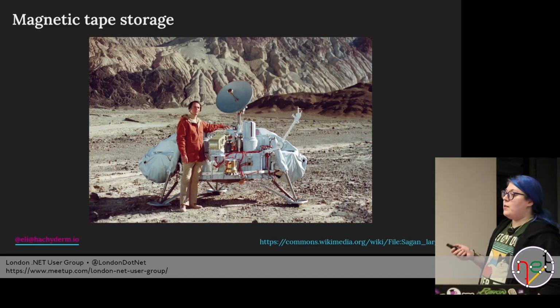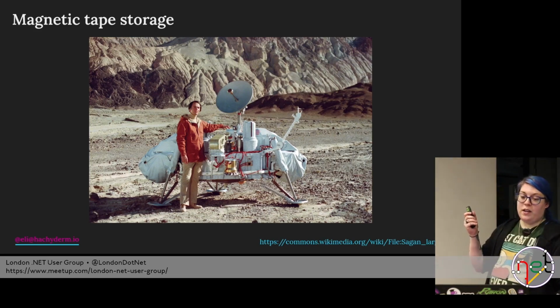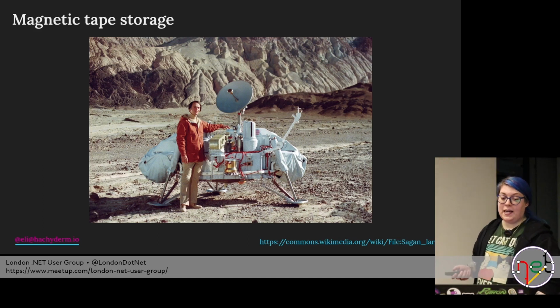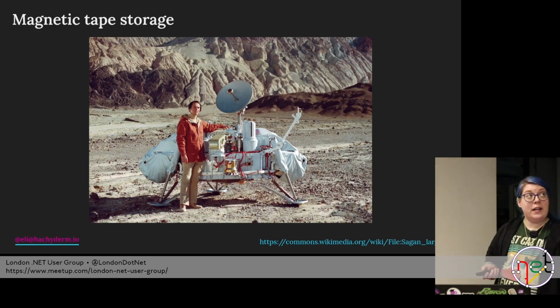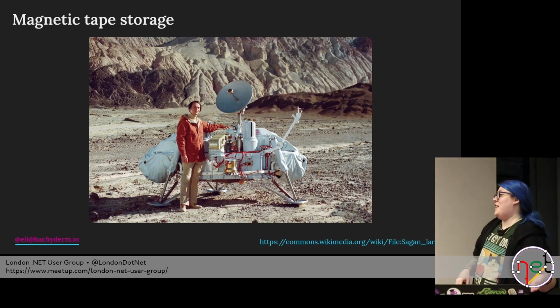One of the most famous examples of something called the digital dark age was with the 1976 Viking lander. NASA put a lander on Mars. You can see here Carl Sagan with a replica. They didn't actually send him to Mars as well, unfortunately, because that would have been really cool. It recorded a bunch of data to magnetic tapes. NASA got the tapes back, 1976, 1977, whenever, and then they put them in a cupboard for 10 years.